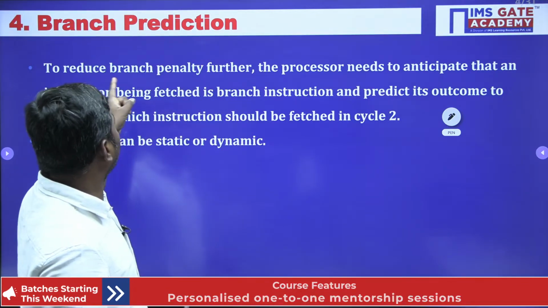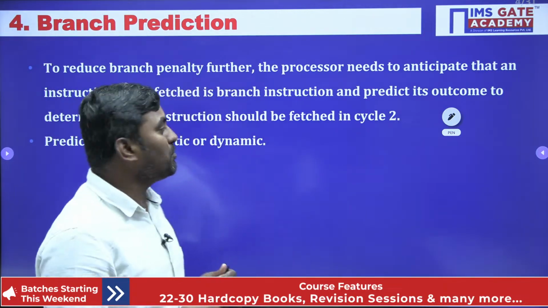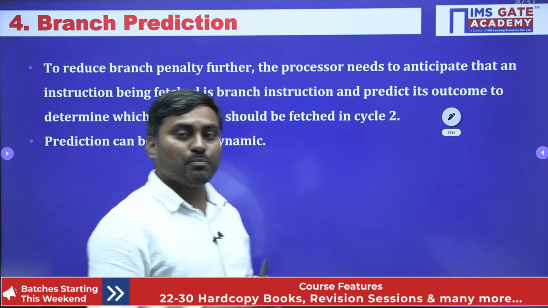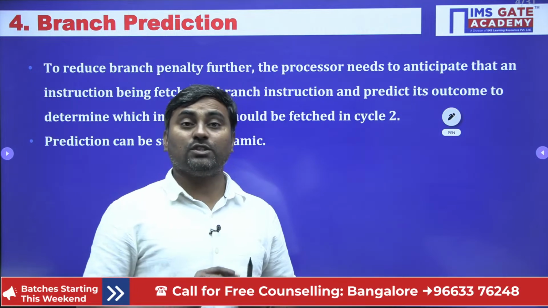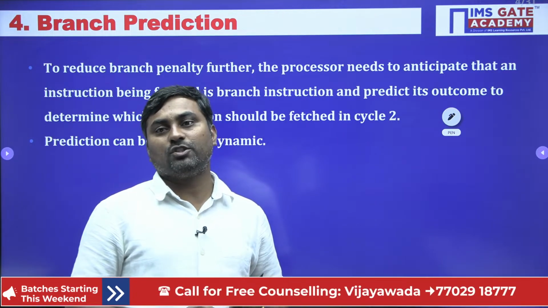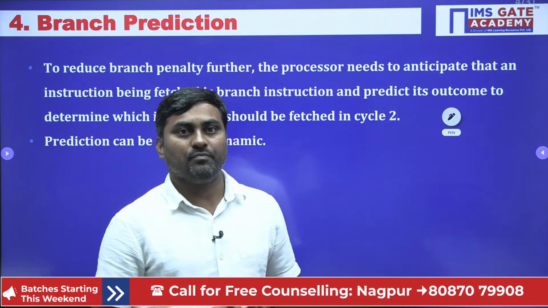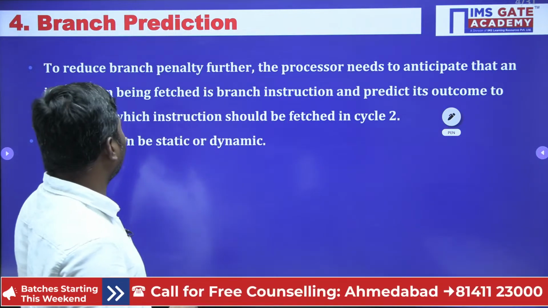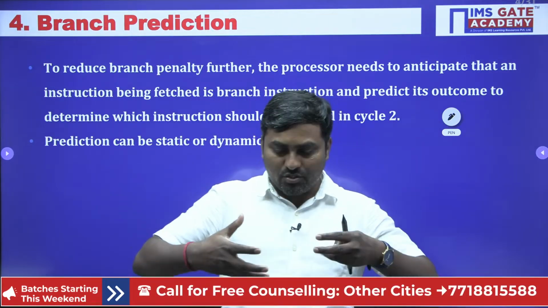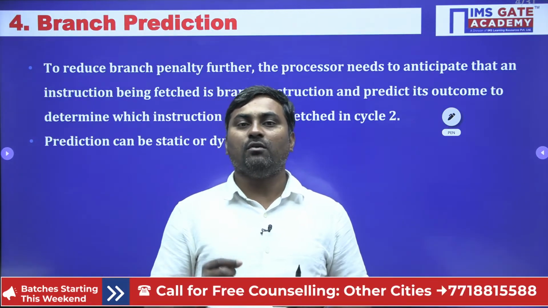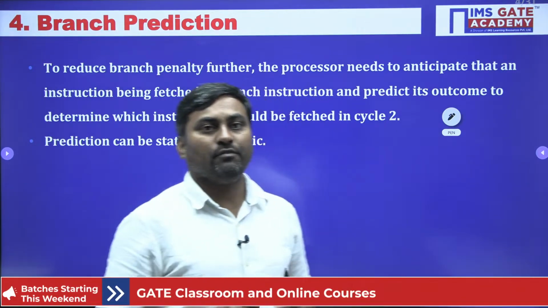To reduce the branch penalty further, since the minimum branch penalty was 1, the processor needs to anticipate at the fetch stage that the instruction being fetched is a branch instruction, and also predict the outcome of the branch to determine which instruction should be fetched in cycle 2. When the instruction goes to the decode stage in the next cycle, should we fetch the sequential instruction or the target instruction? That should be decided at the end of the fetch stage only.